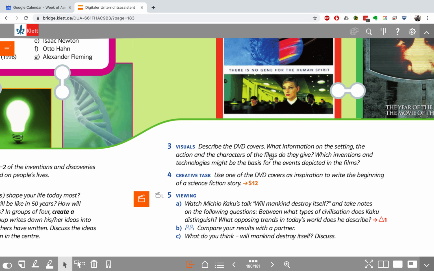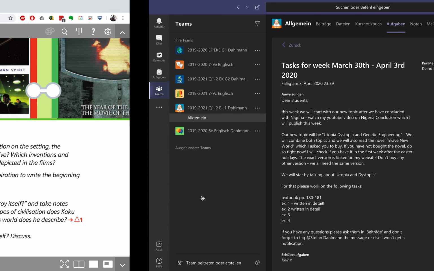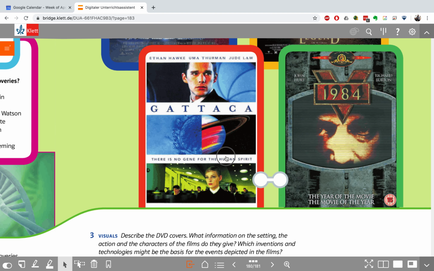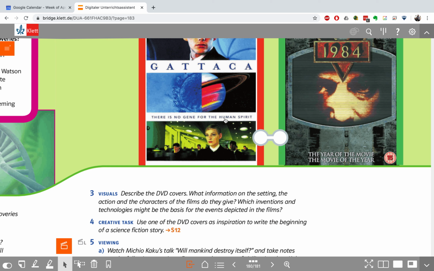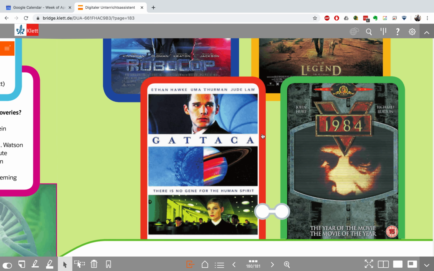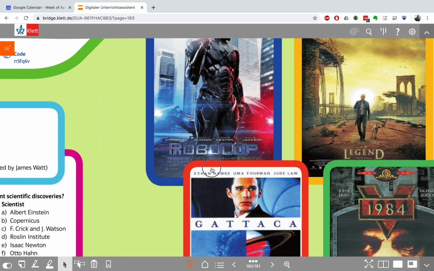What information on the setting, action? So we've talked about 3. 4. Use one of these DVD covers as inspiration to write the beginning of a science fiction story. So I haven't read your results yet. I'm looking forward to it. This is more of a creative task, beginning of a science fiction story. So writing your own text is also a good thing, a task that sometimes comes up in task 3 of an exam. So a good way to prepare for it. Well, I'm looking forward to reading it, and I hope that you're also interested in this topic.